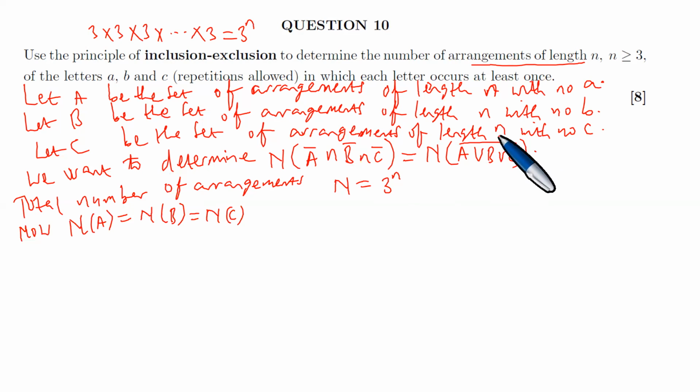Right. So if we say there's no A, then we're dealing with B and C. And the B and C can be organized in 2 to the power n ways. If there's no B, then you're dealing with A and C. In C, I said let C be the set here of arrangements of length n with no C. No C means we're dealing with A and B. There are 2 of them. Okay. Continue.